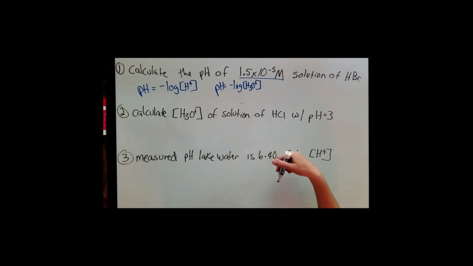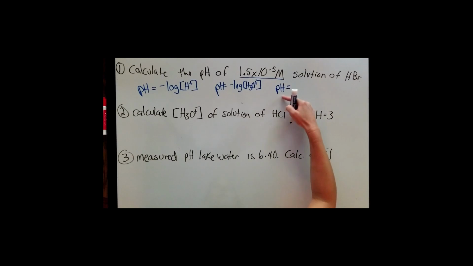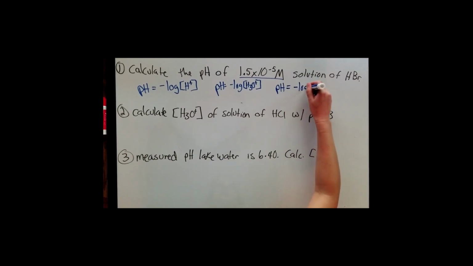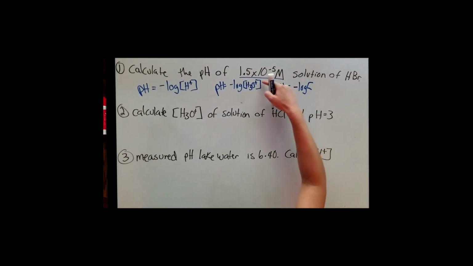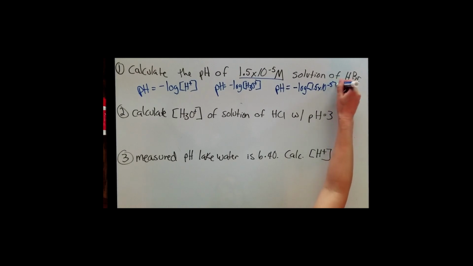Since it's an acid, I'm going to assume that the pH is less than 7. We'll look at the pH scale here in a moment. So pH equals negative log, don't forget that negative. In the brackets, I'm going to put the concentration in molarity, and that is 1.5 times 10 to the negative fifth.